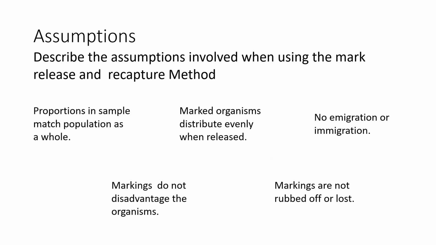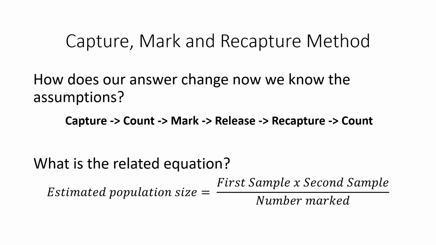And lastly, of course, we have to make sure the markings can't be rubbed off or lost. There's no point in having something that's water soluble if we're marking organisms that spend half their time in water. So you've got to make sure that whatever you mark them with is appropriate and doesn't get rubbed off or lost. Well, with this new information, we can actually update our description of the particular method because we can add in a few extra statements.